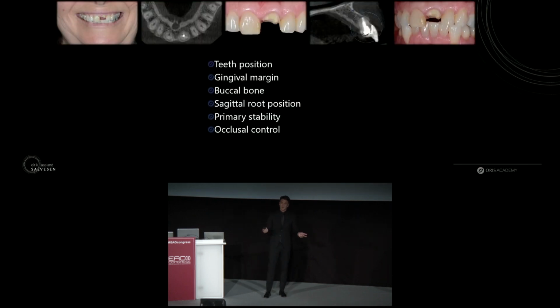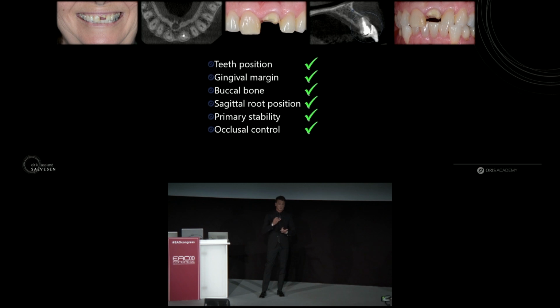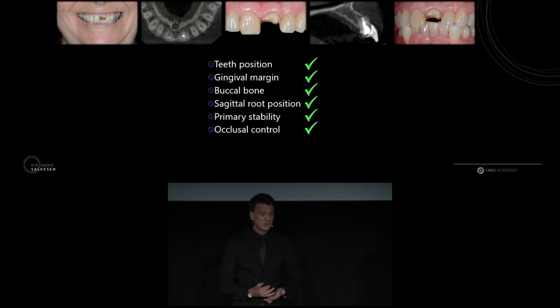We sum up those factors, and we see that we have a green light basically on all of them. There we go. The green comes. We have a tooth position that's important for the patient. We have a gingival margin that's favorable. We have buccal bone. We have a good position, class 1. We have the possibility of obtaining primary stability, given that we know how to do it. And there's definitely occlusal control.